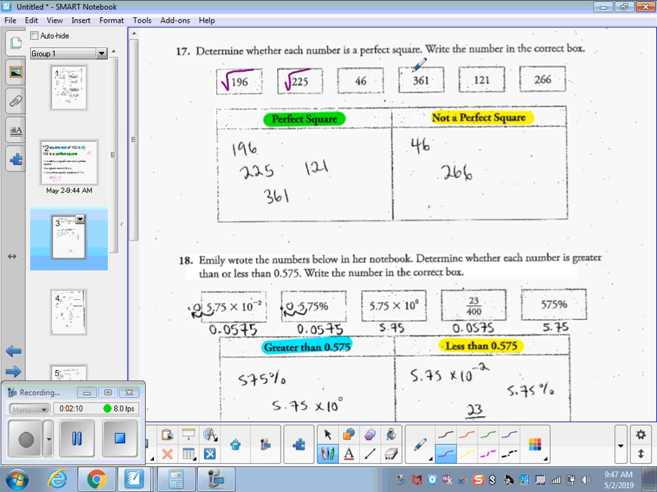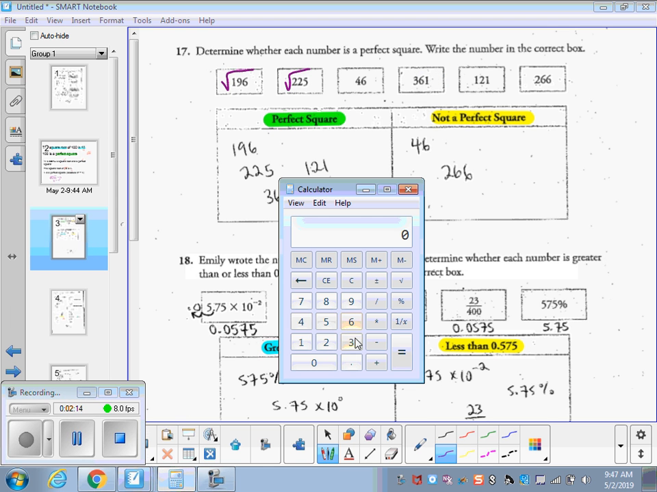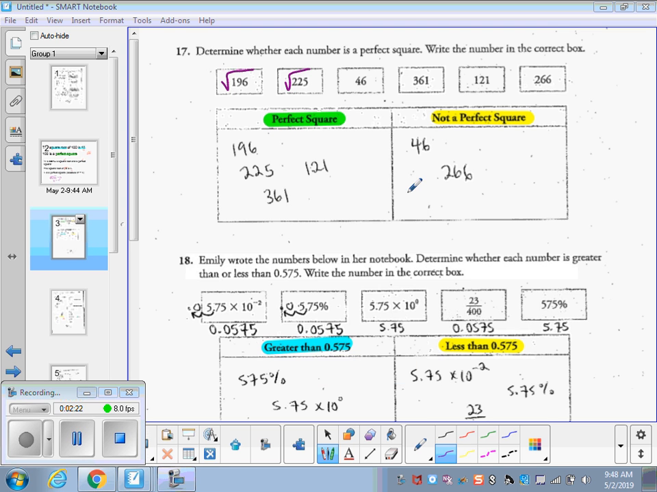Now, I am a little bit worried that you would not catch that this is a perfect square. I do want to point out that if you take 361 and take the square root of it, it is 19. So 19 times 19 is 361. So yes, this one is a perfect square. And the square root of 121 is 11. So those are the 4 perfect squares, which means 46 and 266 would not be perfect squares.